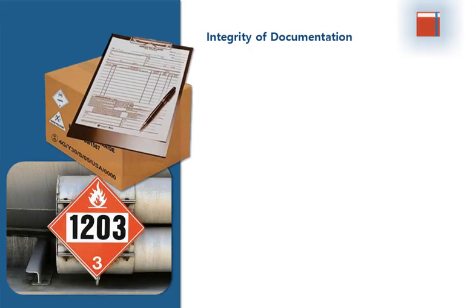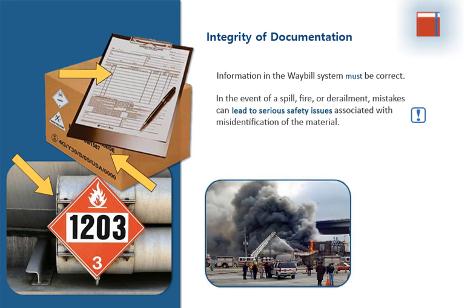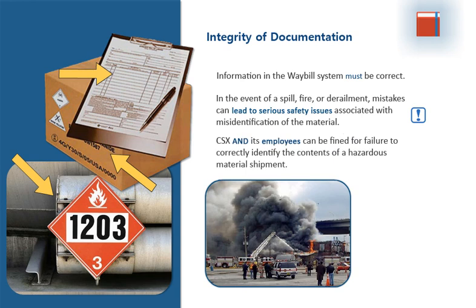The shipping descriptions provided on waybills and train documents are crucial. In the event of an emergency, incorrect information associated with a misidentified shipment can lead to serious safety issues. And, like the shipper, both CSX and its employees can be fined for failure to correctly identify the contents of a hazardous material shipment.